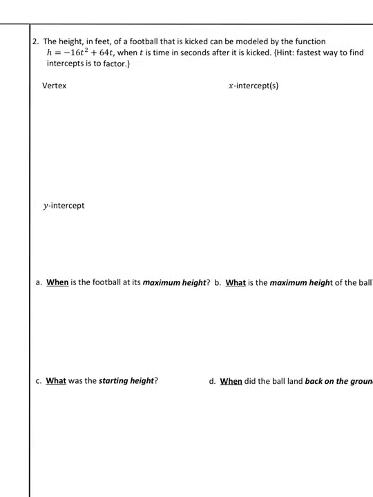All right, so the height in feet of a football that is kicked can be modeled by the function h equals negative 16t squared plus 64t, when t is time in seconds after it is kicked. And then I put a hint here. I said the fastest way to find intercepts is to factor. This is the x-intercept. Might want to put the x in there.